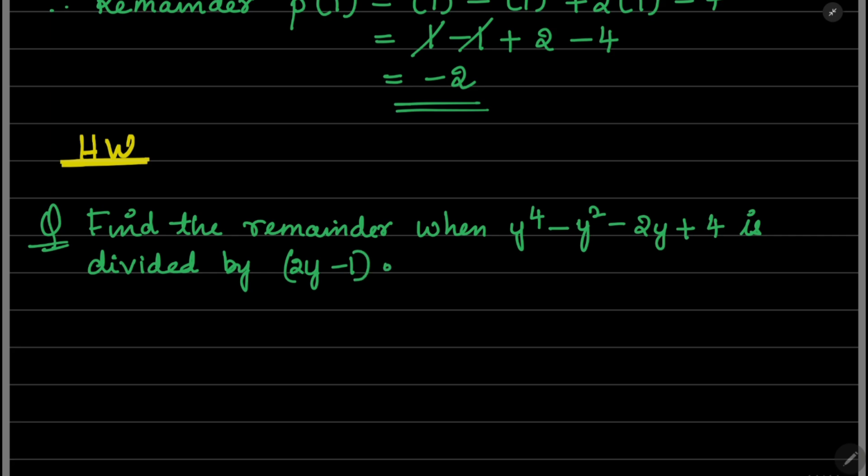This is your homework. Equate the divisor to 0, find the variable value, what is y, and then find the value of the polynomial at that value. That's all. Hope you understood.